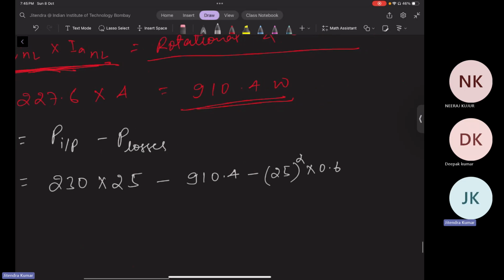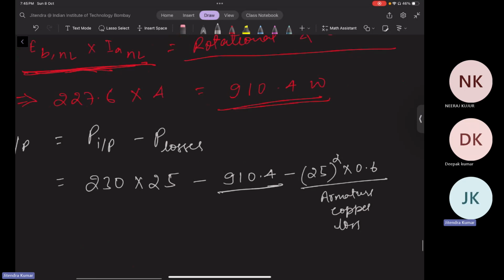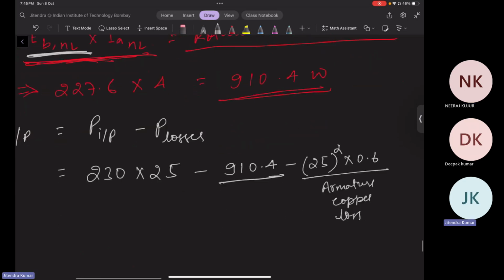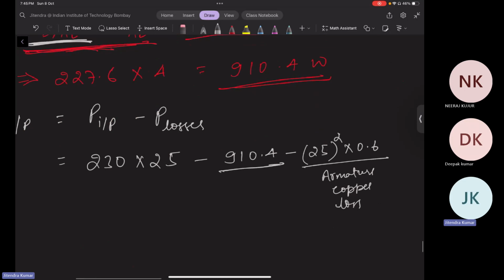2.6 of armature resistance. That will be the armature copper loss. Yes, sir. But this rotational loss will be fixed until the rotational speed is changing. Because if your speed changes, your EB will change, right? So hence this rotational loss will be constant. It is a function of speed or frequency.